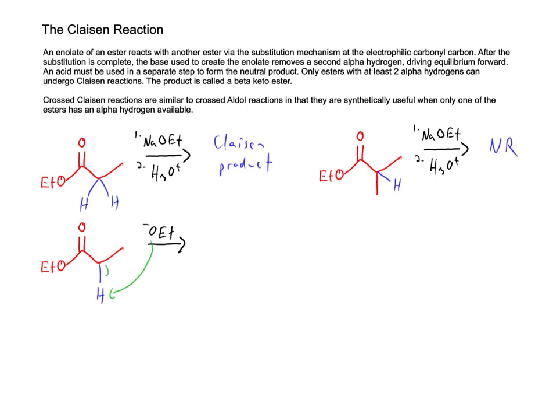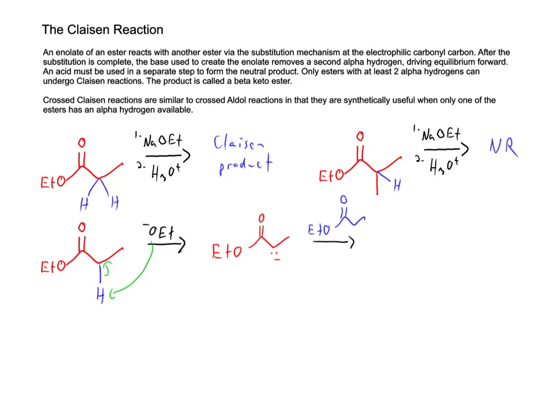That's going to give us the enolate. And once we have this enolate, we're going to react the enolate with another one of these esters. And as I mentioned before, this is a substitution mechanism, and we can tell because we have a good leaving group. So that OEt is a good leaving group. So we're going to do a substitution mechanism, not an addition mechanism.